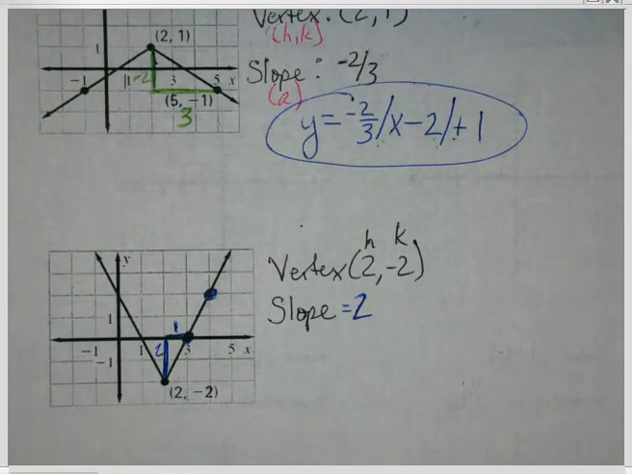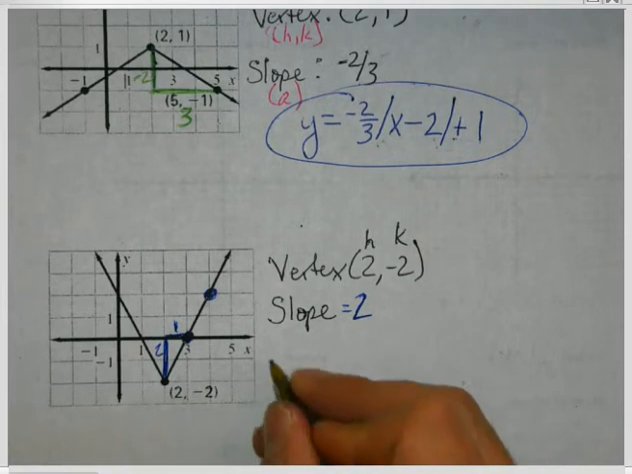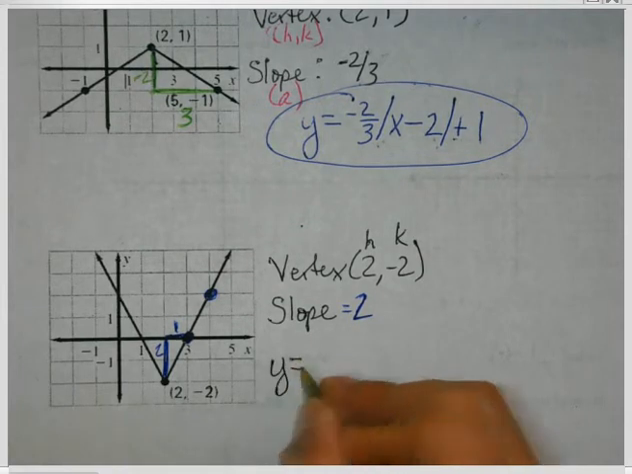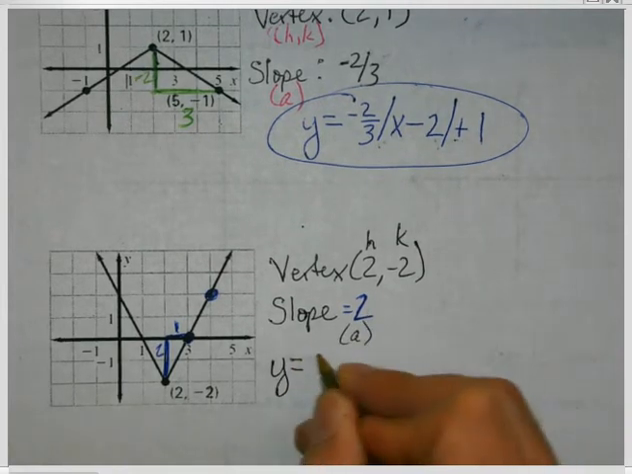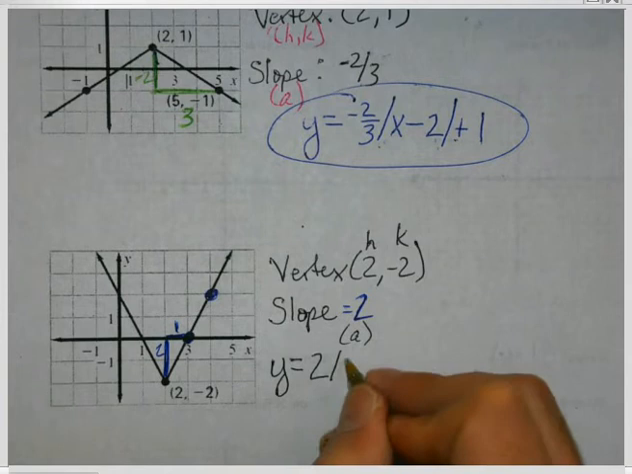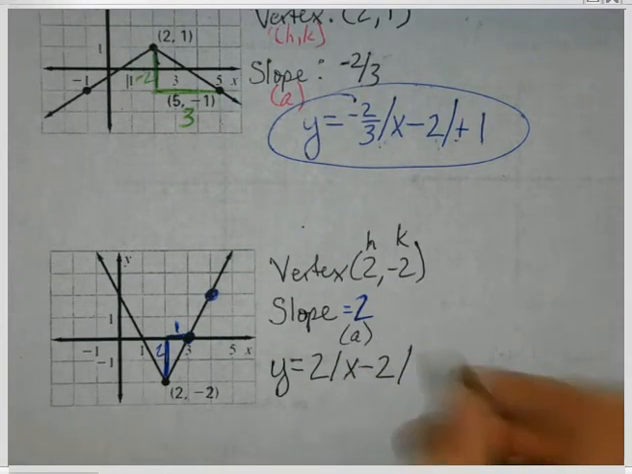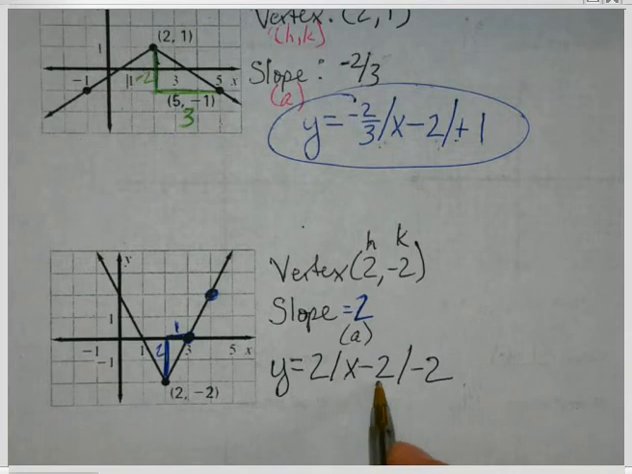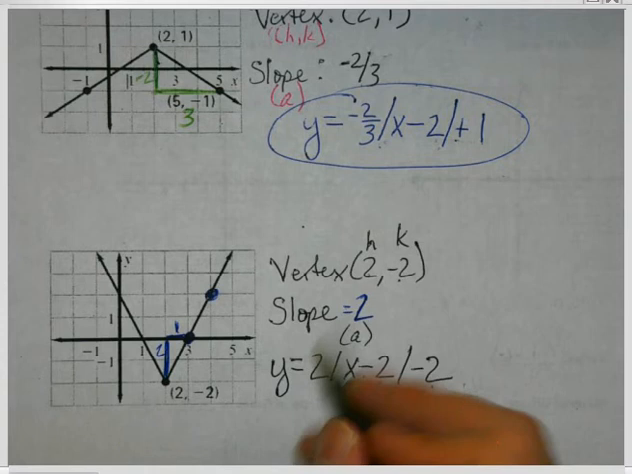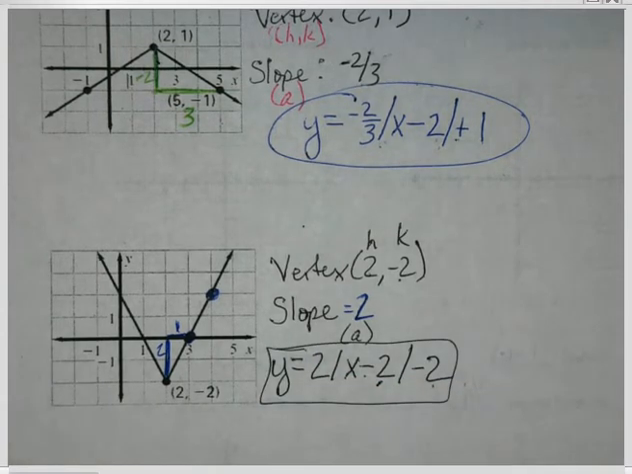And once I have those two things, again, just follow the form you have. y equals, my slope is my a, so 2, x minus 2 minus 2. Because again, I'm just following, it says x minus h, if my h is 2, I just minus the 2, and then I copy the flat. So that's what we've got working here.